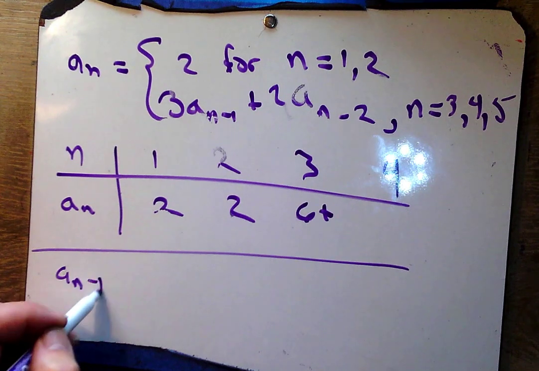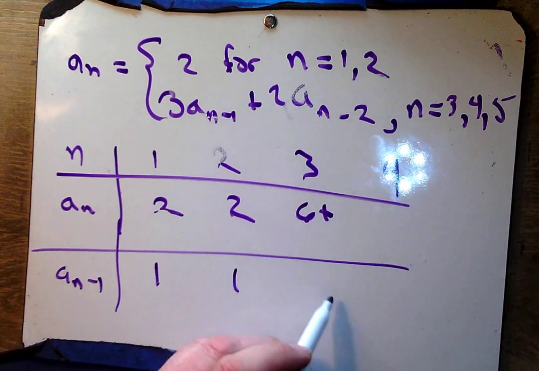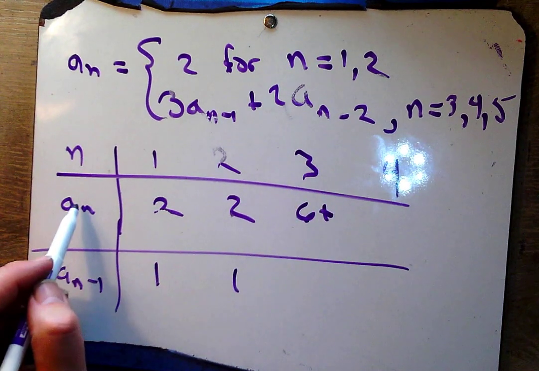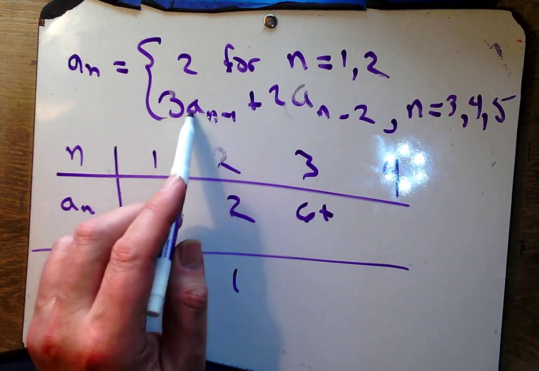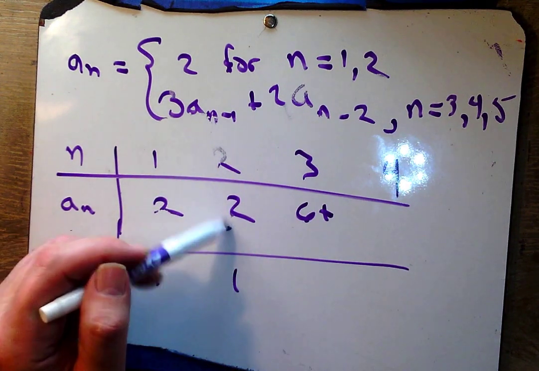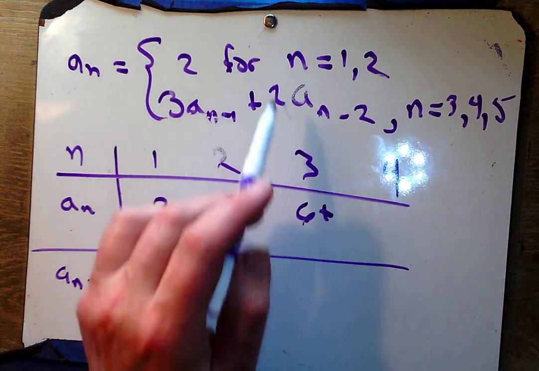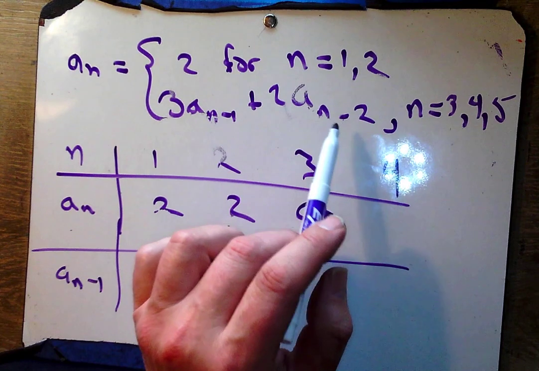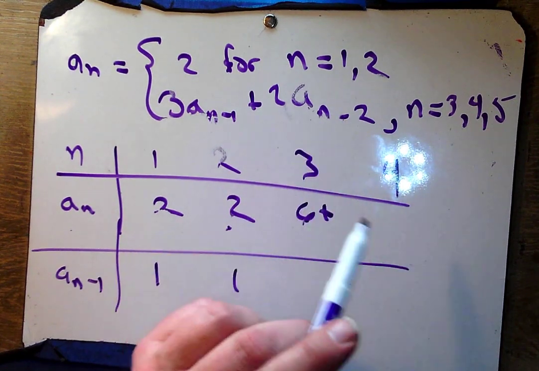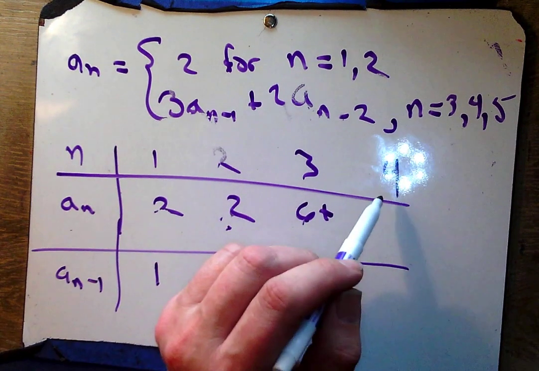a sub n minus 1, a sub n. So n minus 1 is 2, a sub 2. 2 times 3 is 6, plus a sub 4 minus 2 is 2, 2 times a sub 2 is 2.